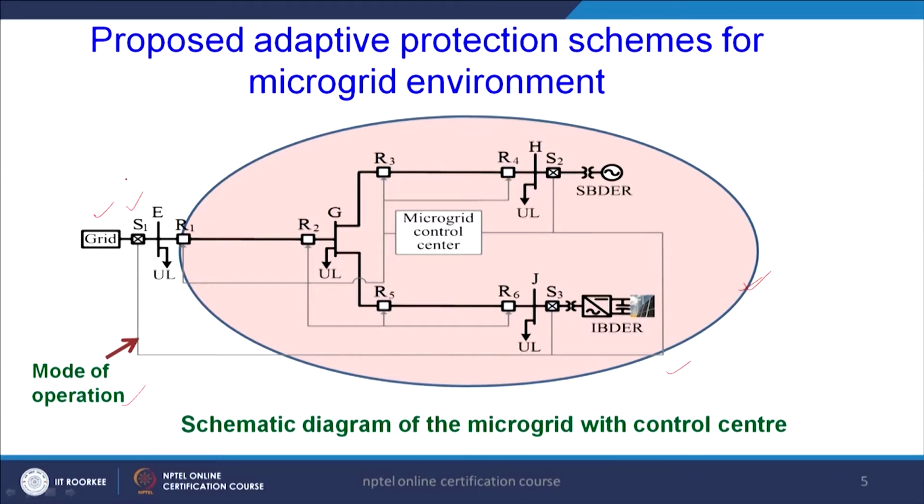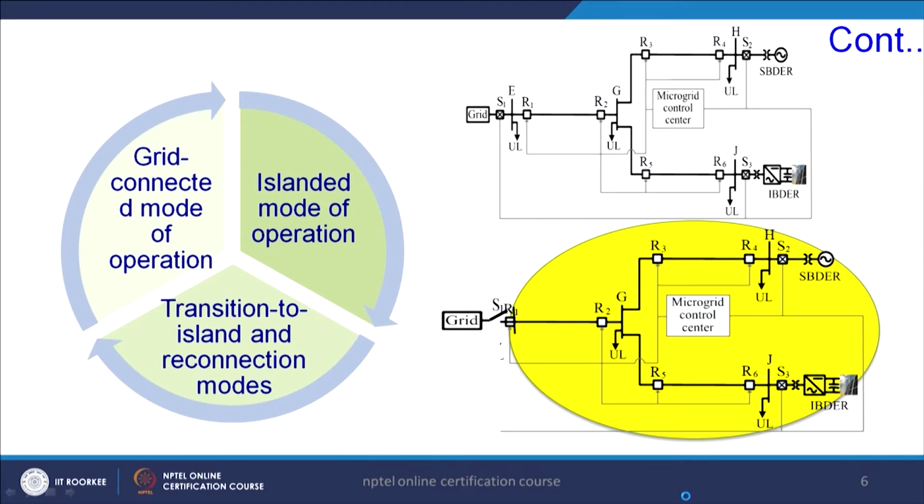Those modes of operation basically decide the flow and level of the current, the direction of the fault current. So, that is why we are interested in whether the mode of operation is grid connected or islanded. This information should be present at the microgrid control center along with the relay information and the circuit breaker status information. Those are the concerns.